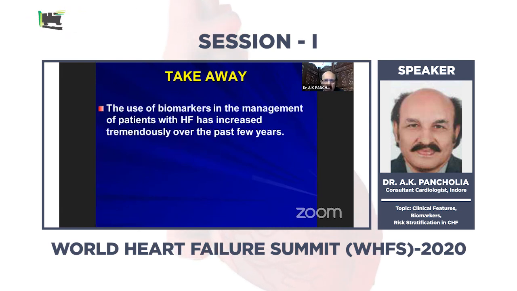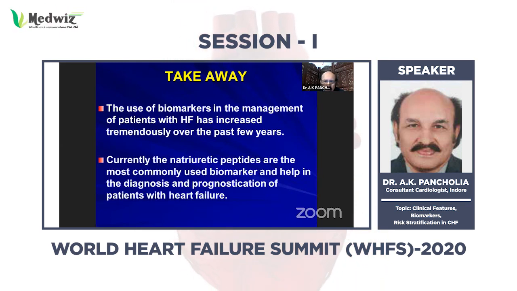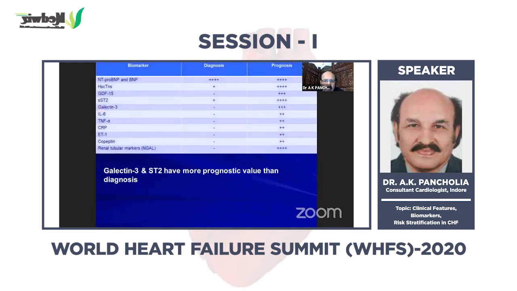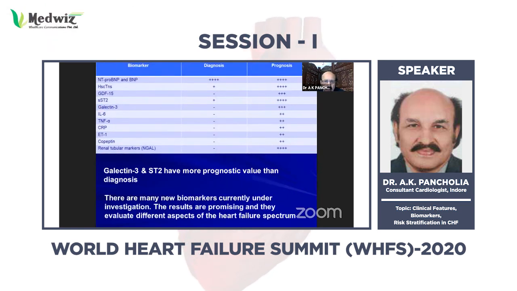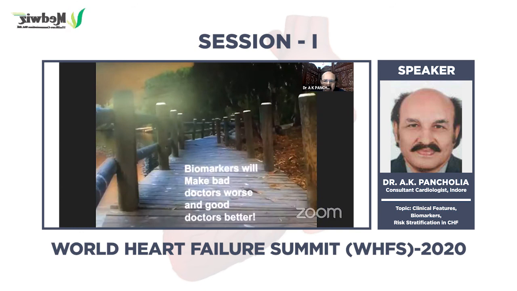So the takeaway at the end: use of biomarkers in the management of patients with heart failure has increased tremendously over the past few years. Currently, the natriuretic peptides are the most commonly used biomarkers and help in the diagnosis and prognostication, and of course in planning the therapy of patients with heart failure. Galectin 3 and ST2 have more prognostic value than diagnostic. And there are many new biomarkers currently under investigation, and results are being evaluated for the different pathophysiological mechanisms. So biomarkers will make the bad doctors worse and the good doctors good.